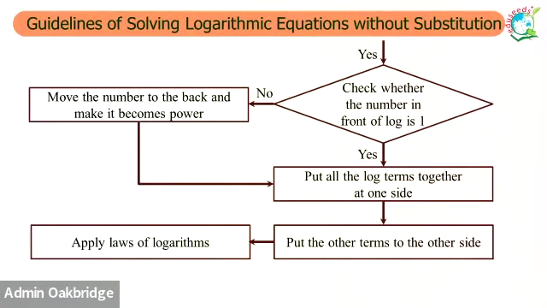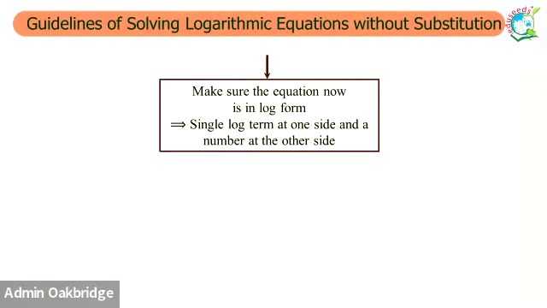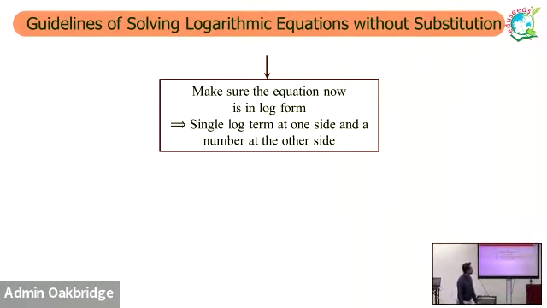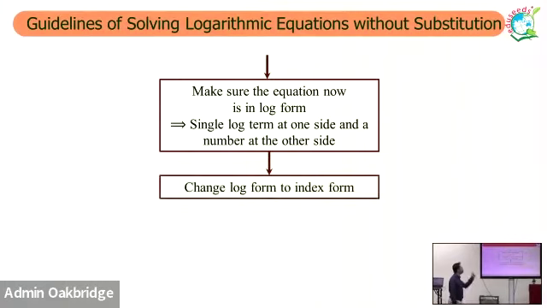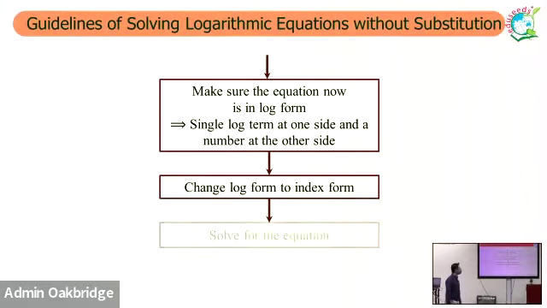Now only you apply the law of logarithms. Make sure the equation now is in log form. After you have done all the previous steps, you should reach this log form already. The log form means a single log at one side, and then we have a number at the other side. This is what we call log form. And then change the log form to index form. All of you should know already how to change from log form to index form. Then solve the equation.